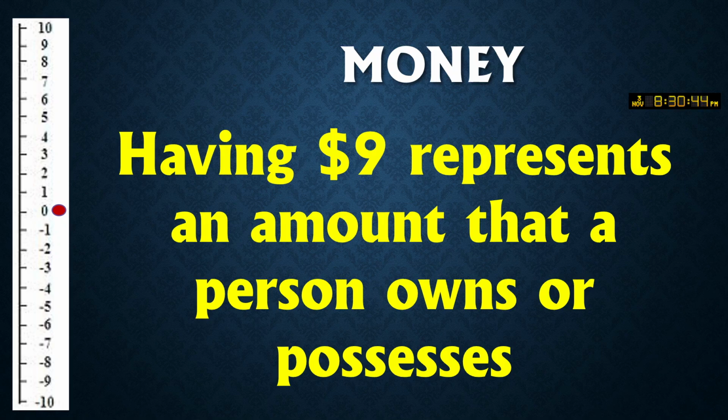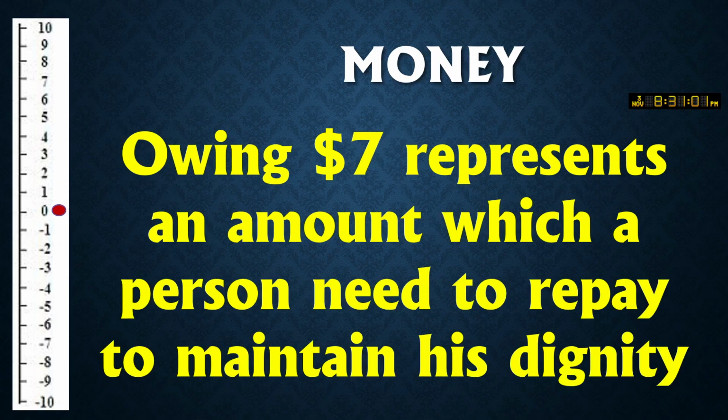So let's consider someone that has $9. This represents an amount the person owns or possesses. So because the person has the $9, that means you have to move up to the 9 to get to that position. And you have another person that owes 7.